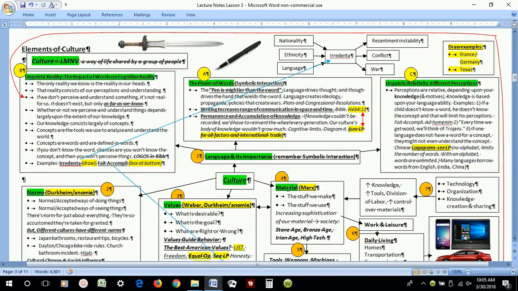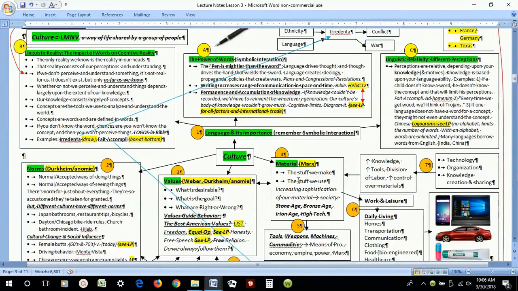And then material. Okay? So language is kind of along the lines of symbolic interaction. Norms are along the line of Durkheim and functionalism. Remember Durkheim had the concept of anomie, which means without norms. It's a state of anxiousness and uncertainty due to rapid social change. Values, Weber emphasized values, Durkheim also with anomie. Material, Marx was a materialistic guy, the dialectic materialism. All right.